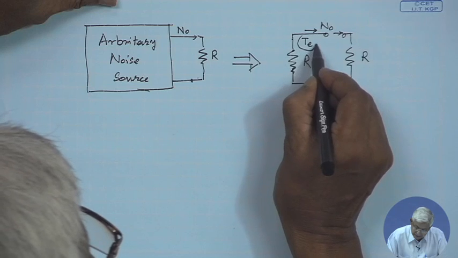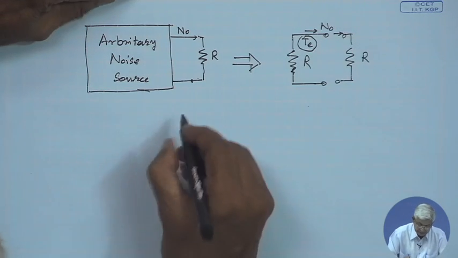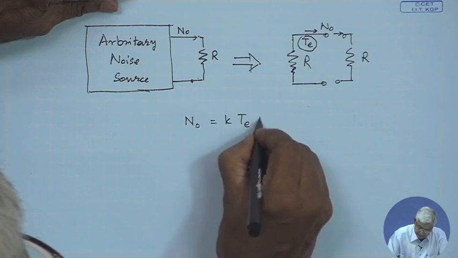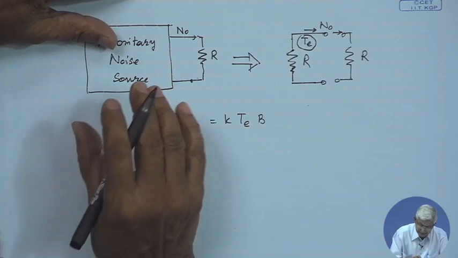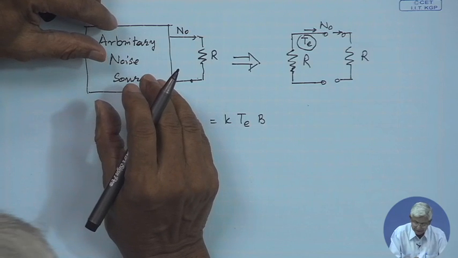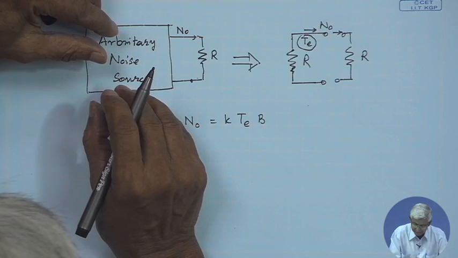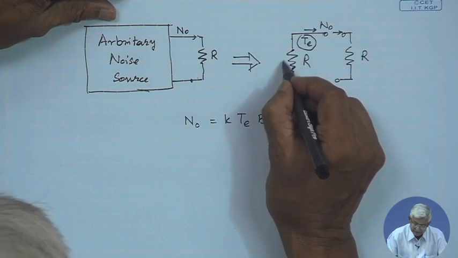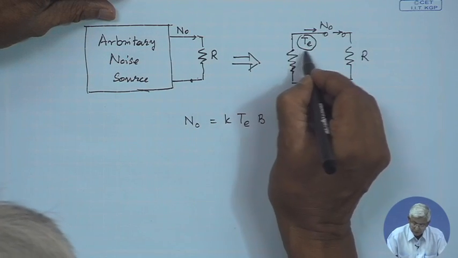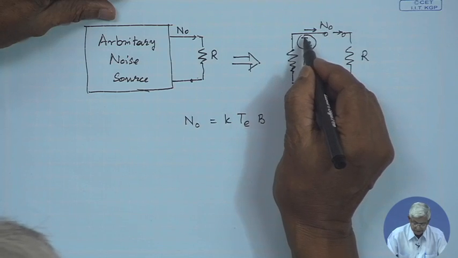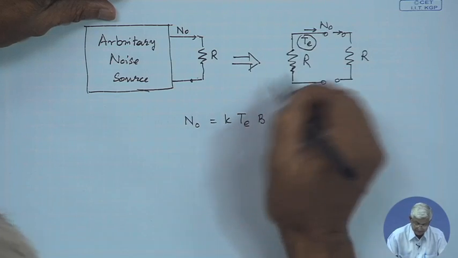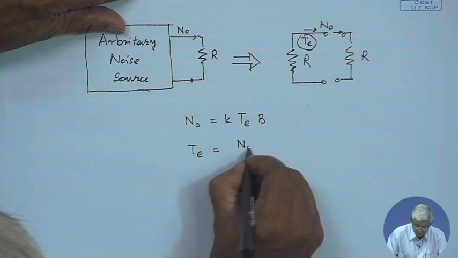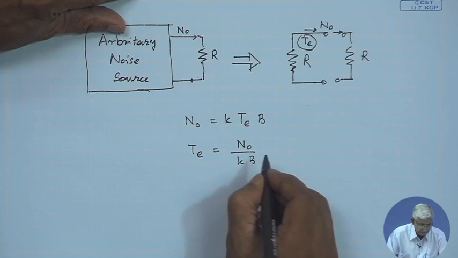So, this is the effective temperature of the resistance. So, that means N0 now can be said as k TE B. So, any device which generates certain noise, thermal noise or any noise, can be put effectively as if it is a resistive source with an effective temperature. It is not a physical temperature, remember. TE is equal to N0 by k into B.